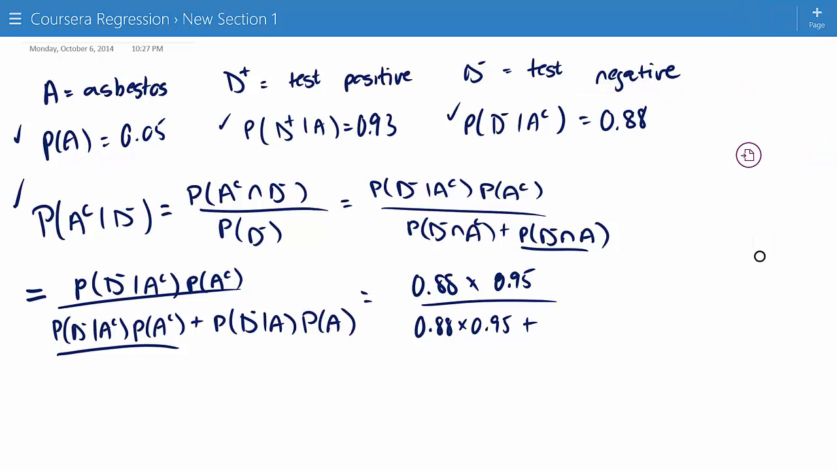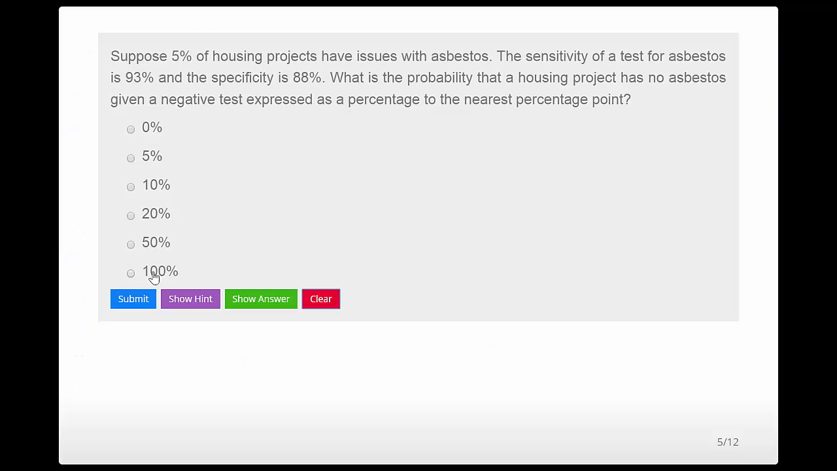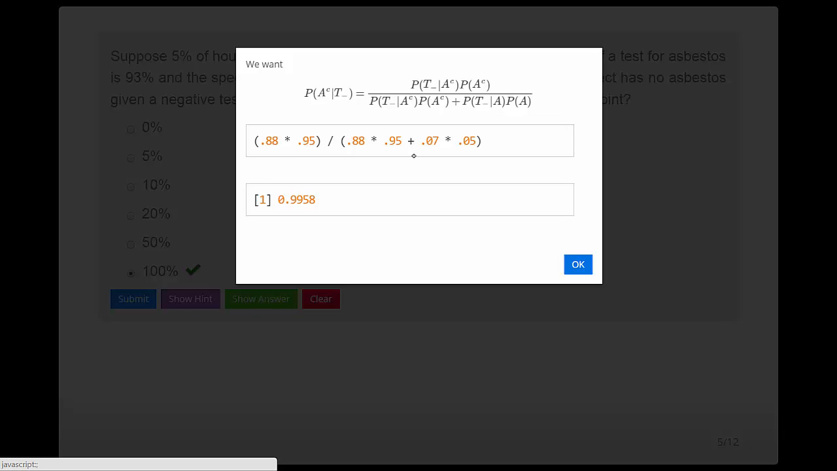So in other words, what we want is the probability of D minus given A, but we have the complement, the probability of D plus given A. The condition on A is the same, so we can just take 1 minus it, so that's 1 minus 0.93, which is 0.07, times the probability of A, which is 0.05. And this works out to be about 100%. So I'm going to click on 100% and click submit, and then let me show you the answer where I actually plug it into R.